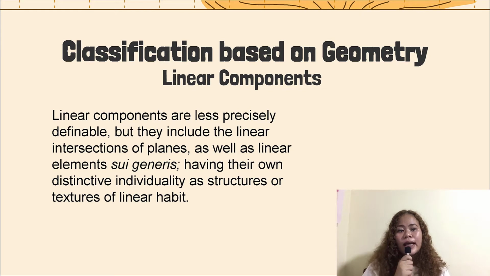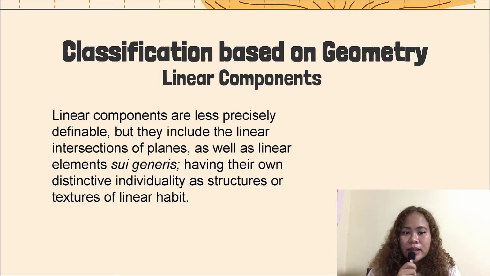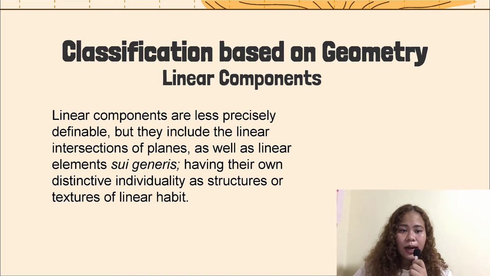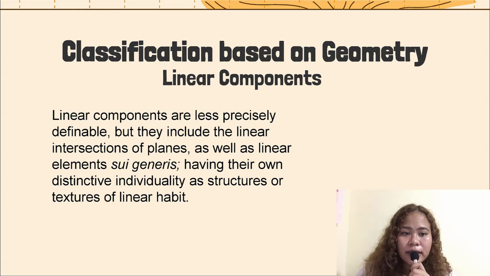Linear feature. Linear components are less precisely definable, but they include the linear intersections of planes as well as linear elements sui generis. Sui generis basically means unique, having their own distinctive individuality as structures or textures of linear habit. Now, striations, streak marks on slick-sided faults or bedding planes, and linear fabrics due to the parallel orientation of elongated crystals, xenoliths, or mineral groups are examples.